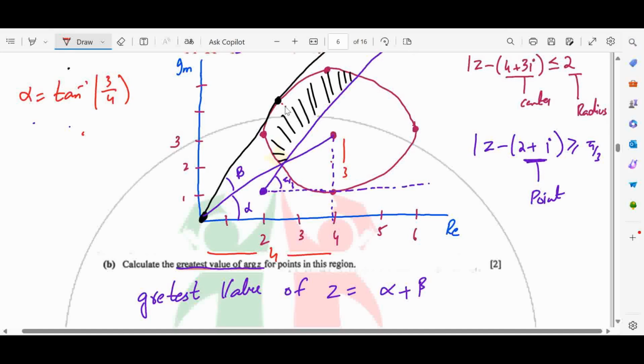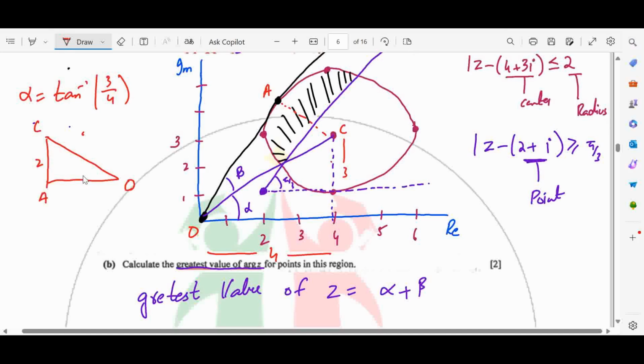Similarly, beta will be equal to what? Beta will be this angle, and we know the radius, so this distance will be 2. Let me draw the angle over here and mention the points. This point is, let's say, C, this point is O, and this point is A. Now if we draw a triangle with points A, C and O, then AC will be equal to 2.